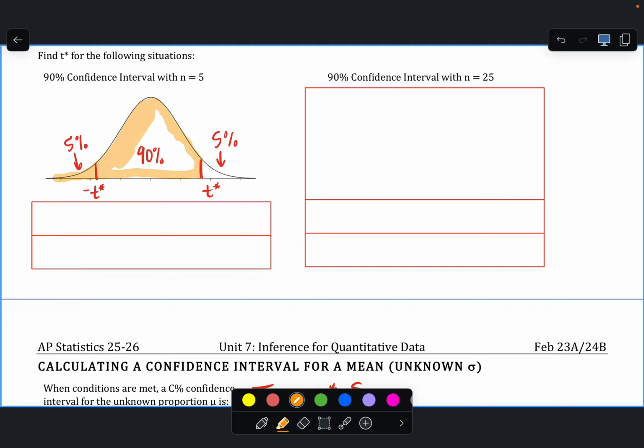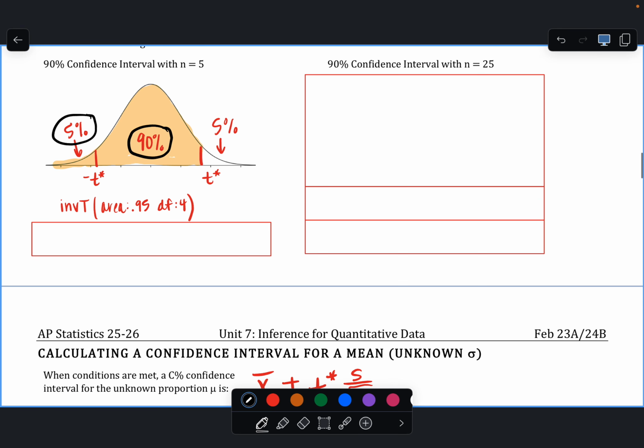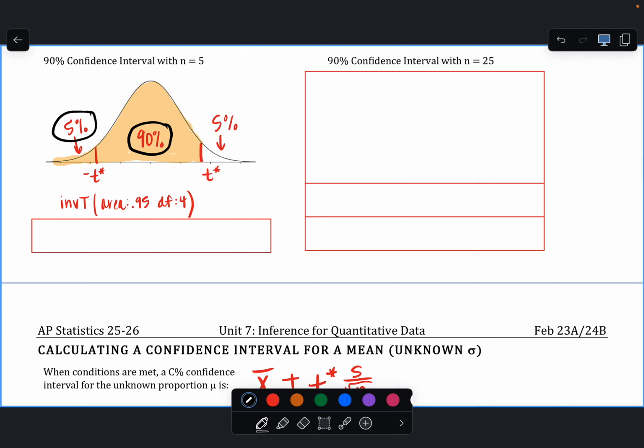So I'm going all the way up to the positive. That means I'm going to total up the 5% and the 90%, and that is going to be the area that I put into my calculator. Now, I'm going to explain why I do that and why I don't just put in 0.05. I can tell you, it's usually the decimals that will betray you.